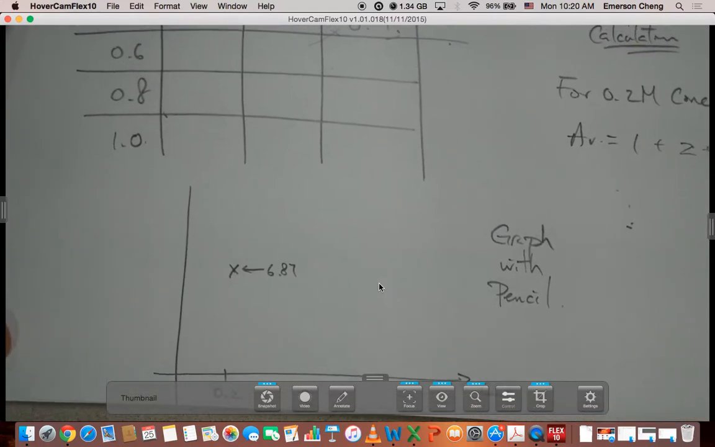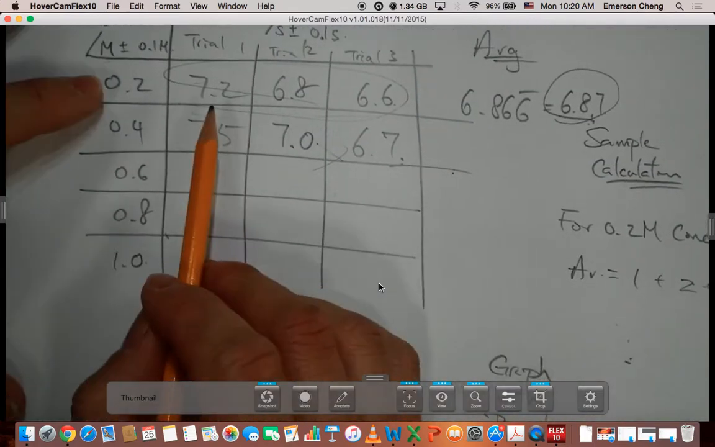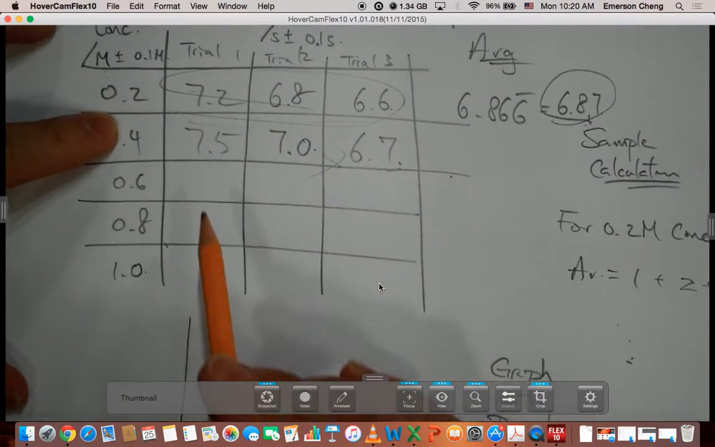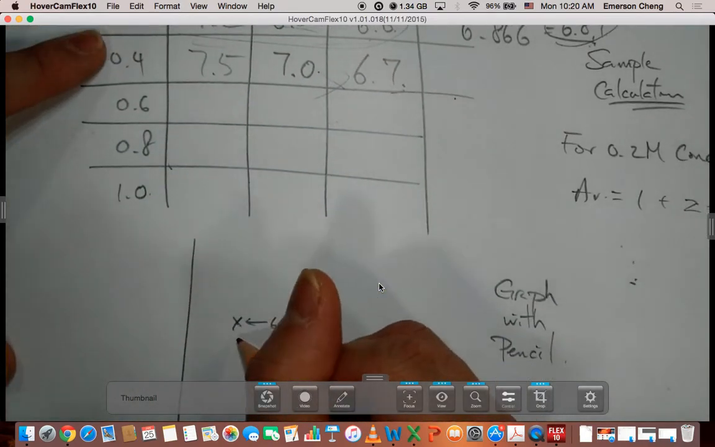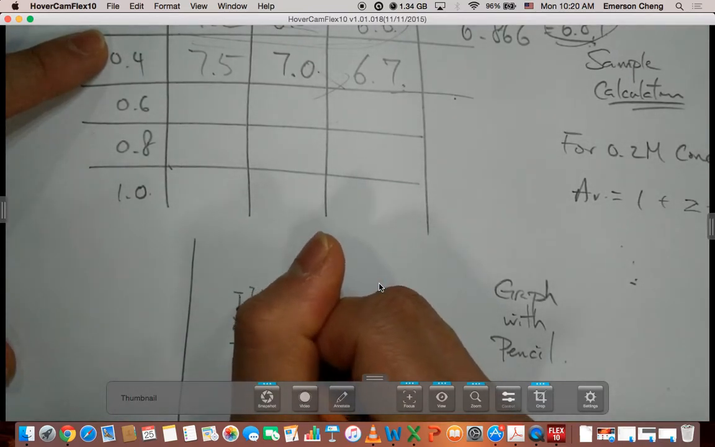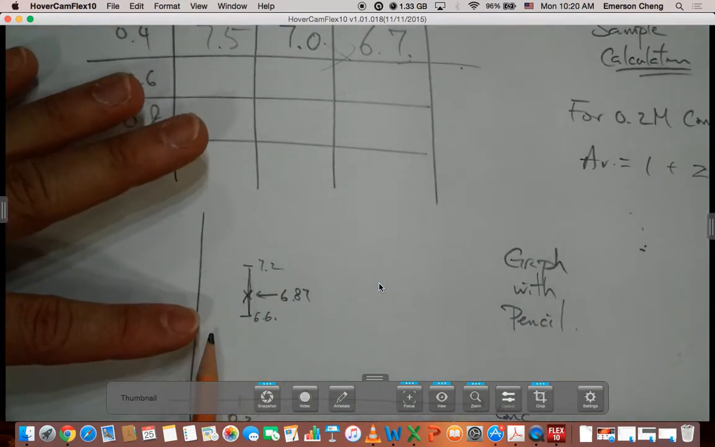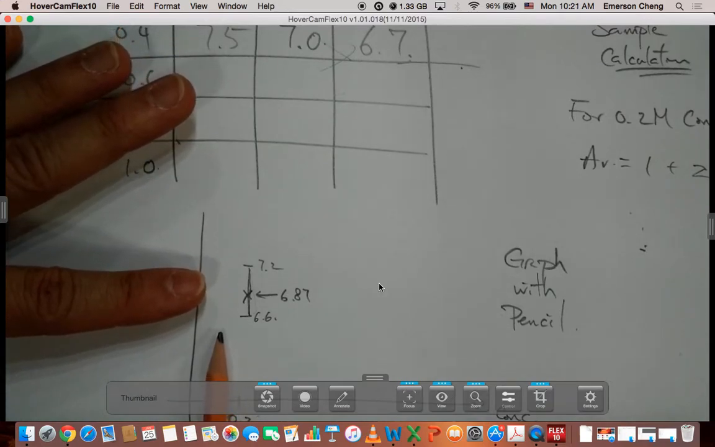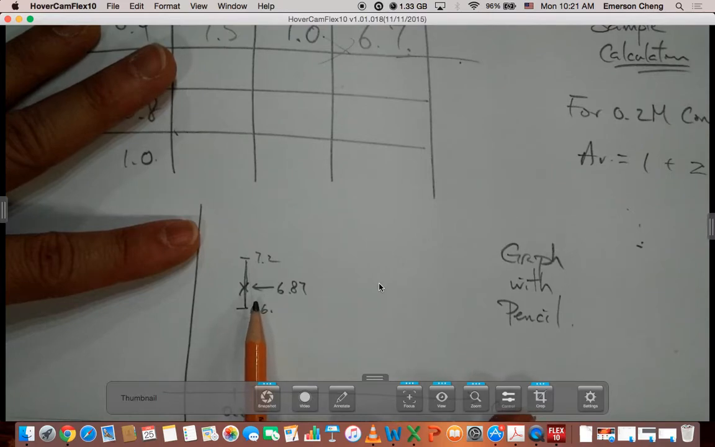Look up here. So you will just plot the range. So you only plot the range. So essentially here, for 0.2, your range of data is 6.6 and 7.2. So you will just say, oh, 6.6, 7.2 is here. So that's your range of data. Do you guys follow so far? That's your error bar. So it shows how spread out your data are. So all your data are within here, these numbers.